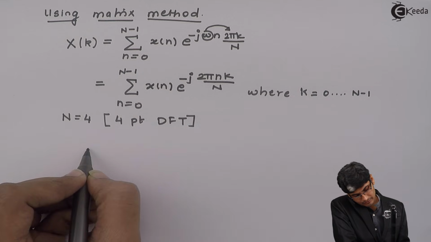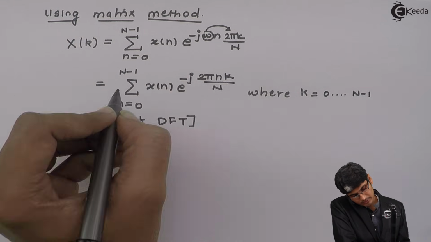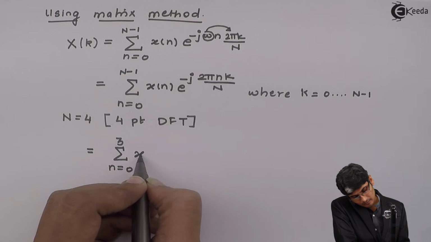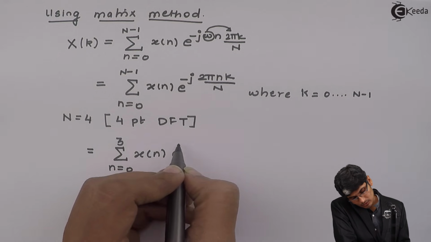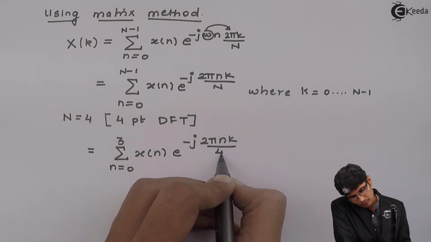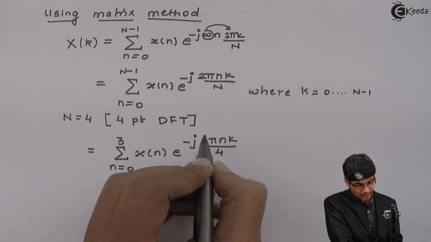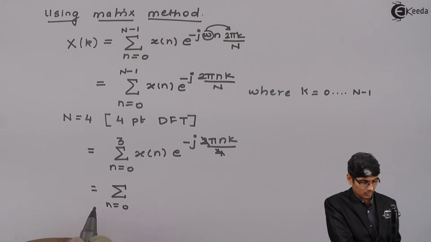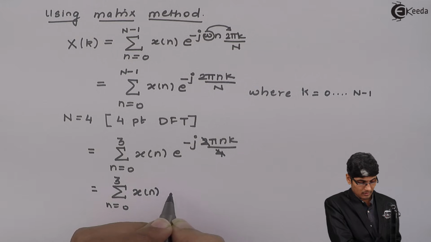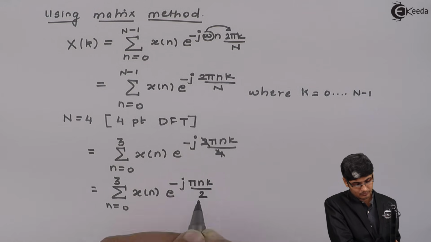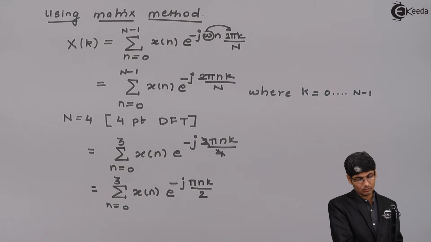Now, for a 4-point DFT, if I express this, it will look like n going from 0 to N minus 1, which is 3, x of n e raised to minus j 2 pi n k by 4. Right? So if I cancel this 2 with this 4, I am going to get summation n equal to 0 to 3 x of n e raised to minus j pi n k by 2, because I have divided this 2 with this 4. So I got pi by 2.